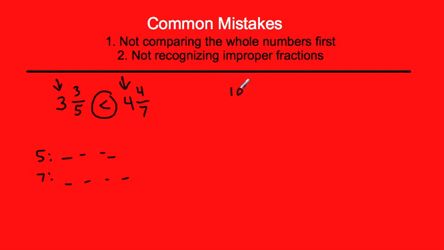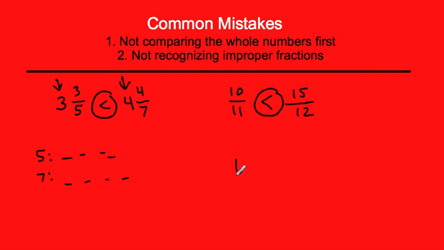The other thing is that students sometimes will not recognize when you have improper fractions. So you might have something like this, 10 over 11, and you're comparing that to something like 15 over 12. Again, immediately you should say, all right, any improper fraction has a value over 1. Any regular fraction has a value less than 1. So I wouldn't need to go any further than this. I can say that 15/12 is greater than 10 over 11 anytime. So make sure that you're looking for your improper fractions and taking them into consideration.